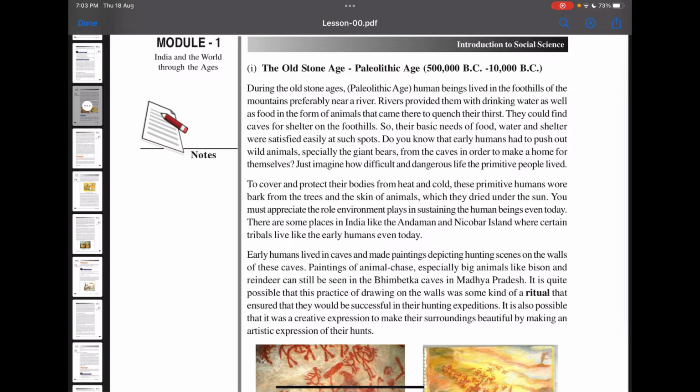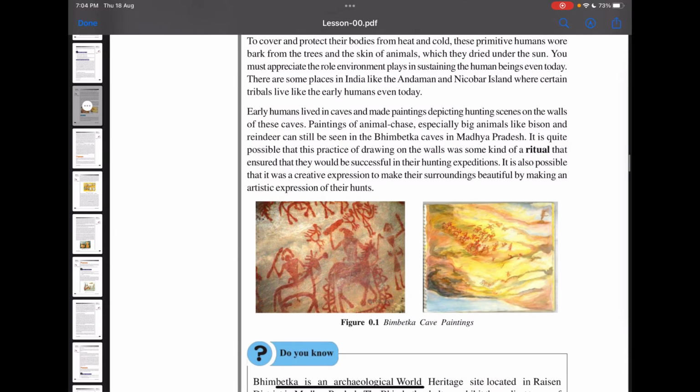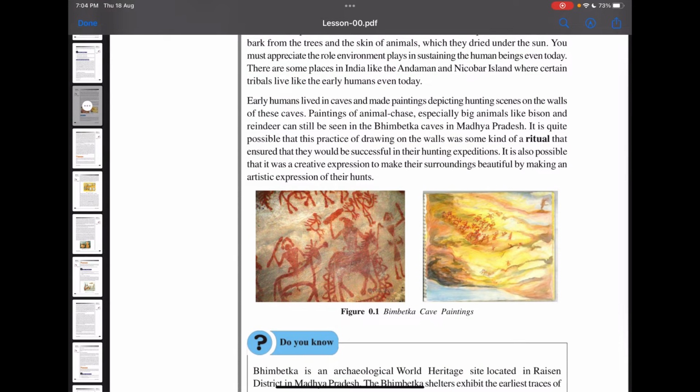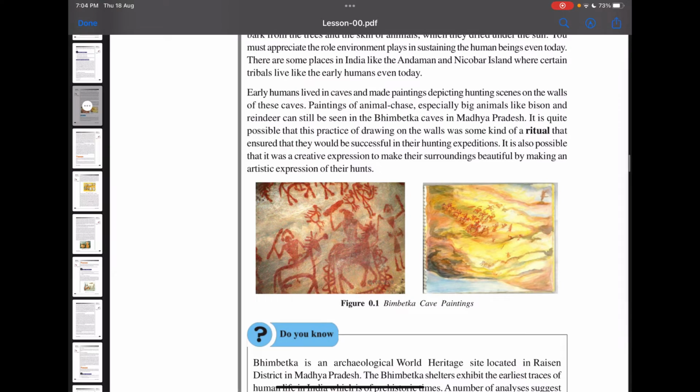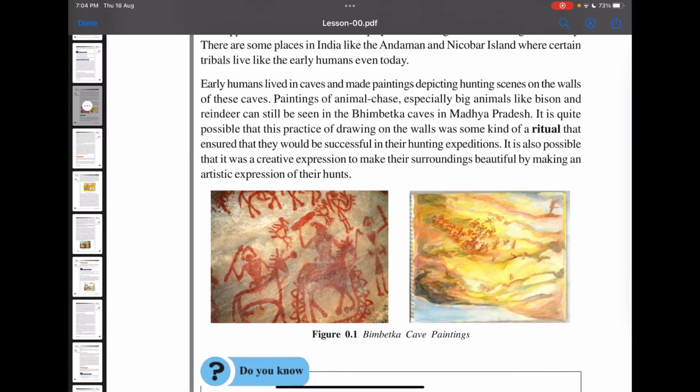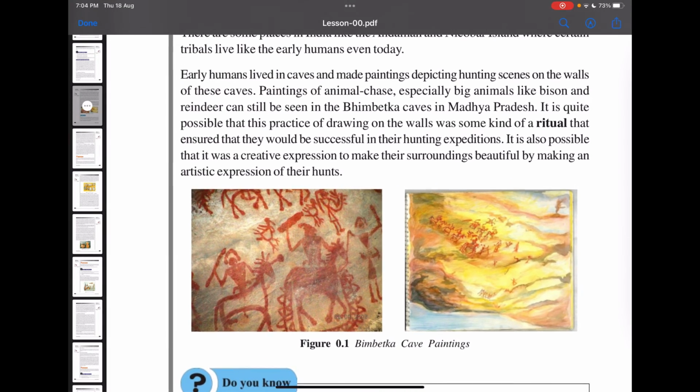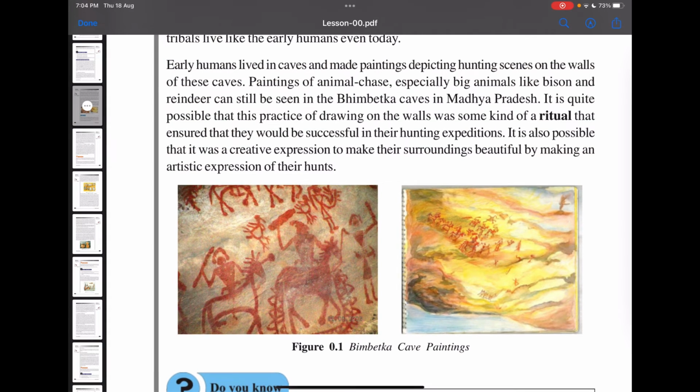There are some places in India, like the Andaman and Nicobar Islands, where tribals live like the early human beings even today. Early humans lived in caves and made paintings depicting hunting scenes on the walls of these caves. Paintings of animal chases, especially big animals like bison and reindeer, can still be seen in the Bhimbetka caves in Madhya Pradesh.